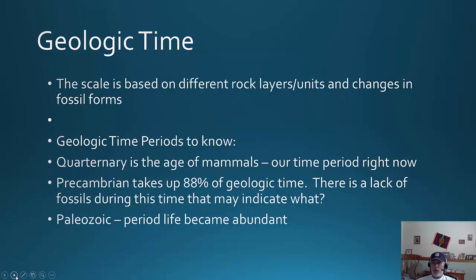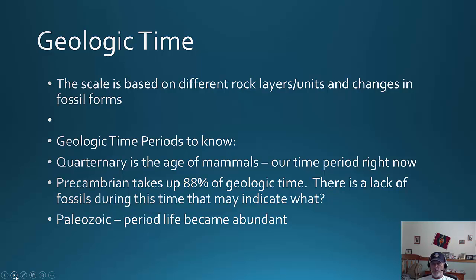Geologic time, the time scale is based on different rock layers. The geologic time periods, pretty much the ones we had to know earlier. Quaternary, the age of mammals, is where we live. Paleozoic is where life became abundant. Precambrian is the one that takes up the vast majority of geologic time.